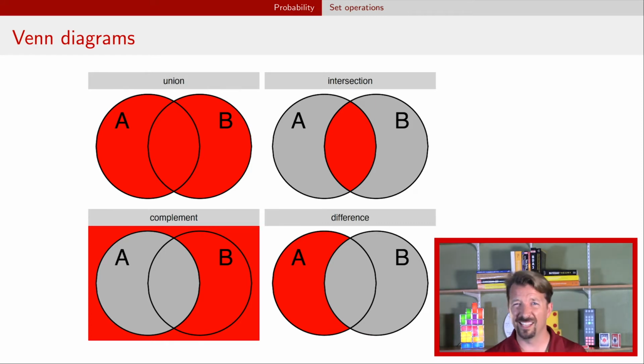I guess I should mention that in these Venn diagrams, there's also this universal set that is sort of everything that's outside of A and B. Well, it includes A and B as well.